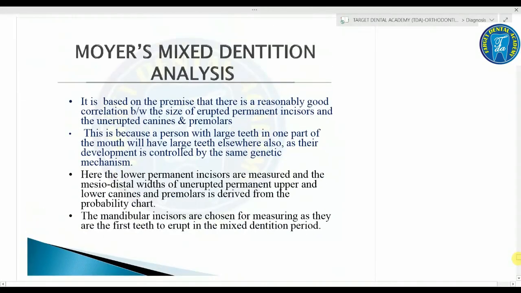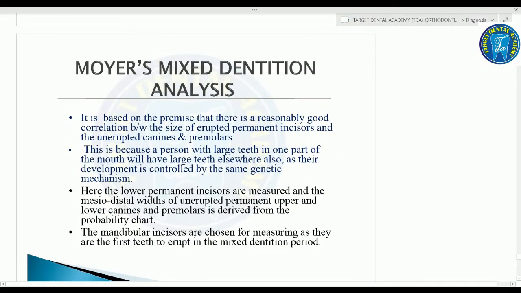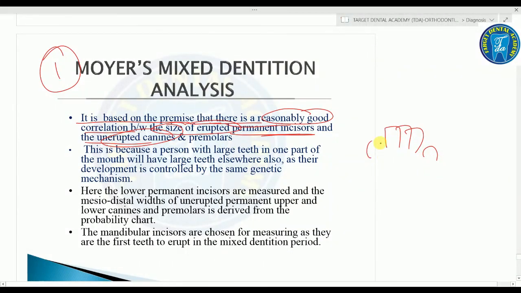Now after this, coming on to the mixed dentition analysis, commonly used, Moyer's mixed dentition analysis. It is based on the premise that there is a reasonably good correlation between the size of an erupted permanent incisor and the unerupted canine and premolars. This is because a person with large teeth in one part of the mouth will have large teeth elsewhere also. Their development is controlled by the same genetic mechanism.